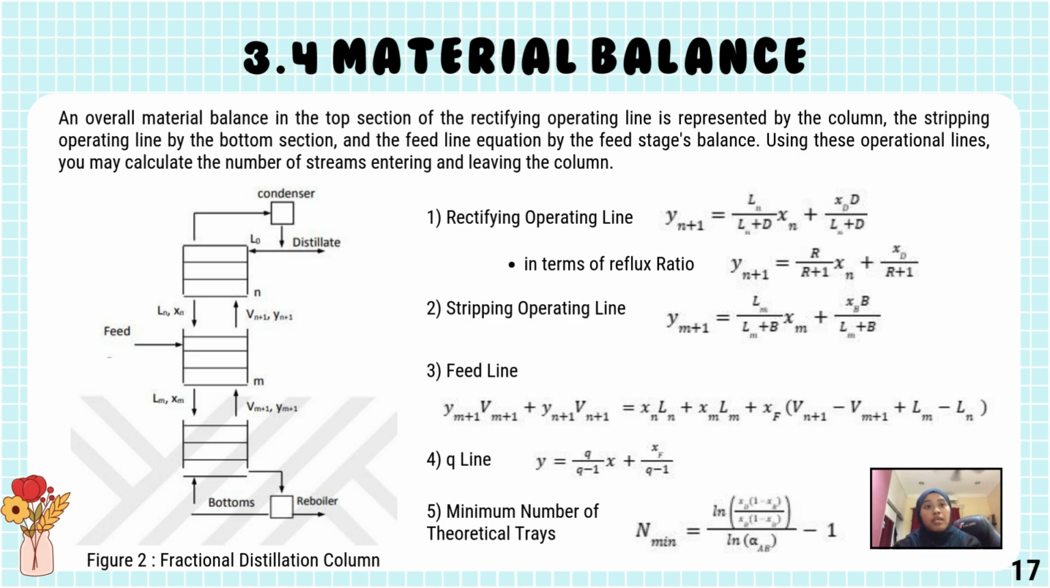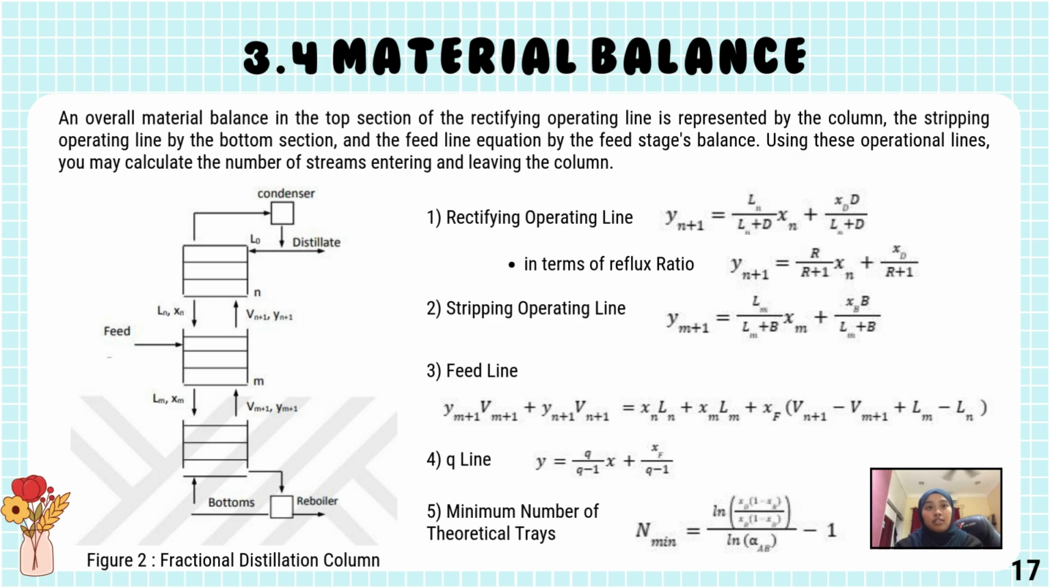So 3.4 is the material balance of distillation unit. And overall material balance in the top section of the rectifying operating line is represented by the column, the stripping operating line by the bottom section, and the feed line equation by the feed stage balance. Using these operating lines, using all these equations, we may calculate the number of streams entering and leaving the column. So you can see in the figure, it is the fractional distillation column diagram.